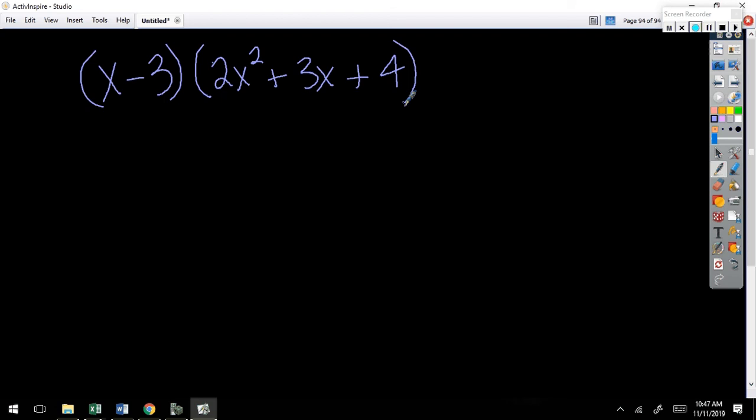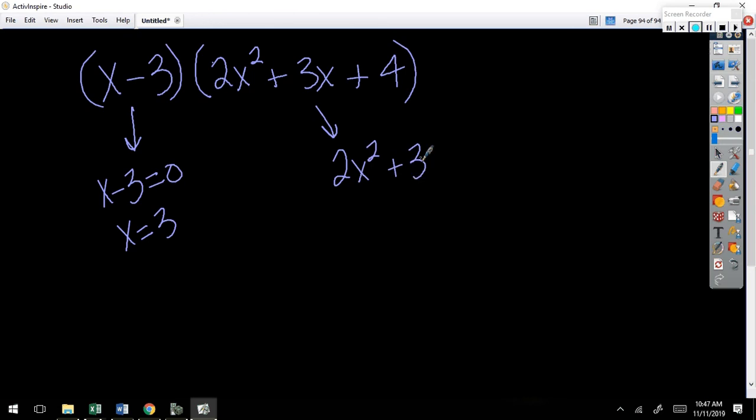Y'all all with me there? The question in the beginning was find all the zeros, right? So now we have to simplify it all. So x minus 3 could be 0. And this could be 0. Well, how could that be 0? I'm looking at this and I see a quadratic equal to 0. My first choice is to factor if I can, right? But what multiplies to 8 and adds to 3? Nothing. So, I have some options.